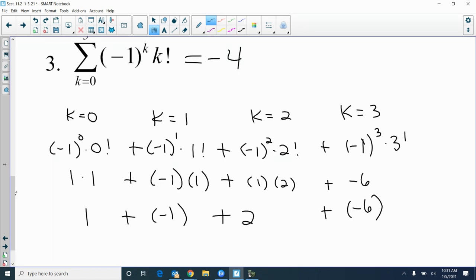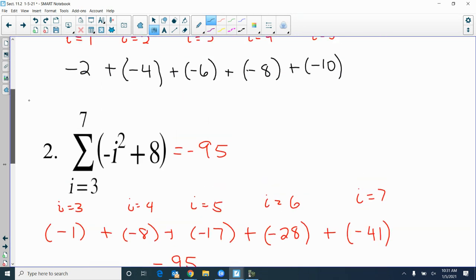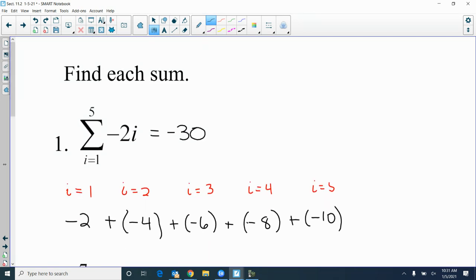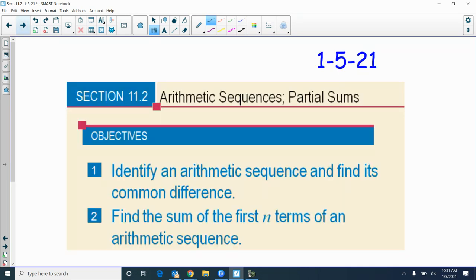All right, so that is summation notation. When you see that big symbol there, it looks like an E, it means you take everything and add it together, starting with whatever the I equals says to start with and ending with 5 or whatever the top says. All right, so that ends section 11.1.